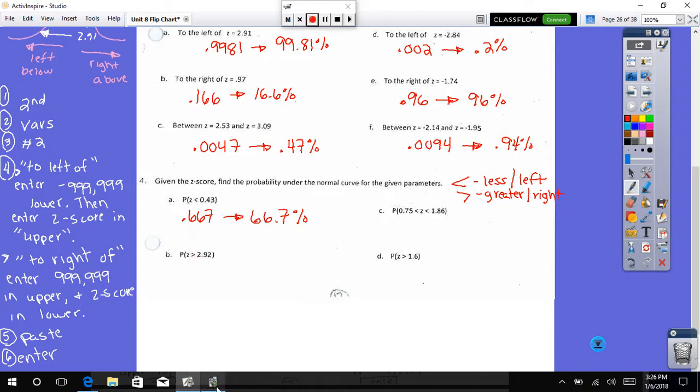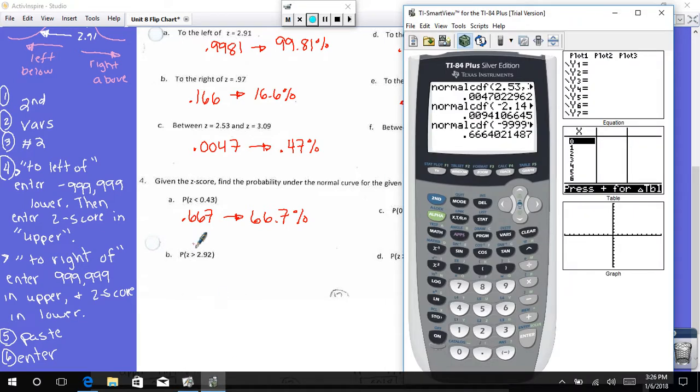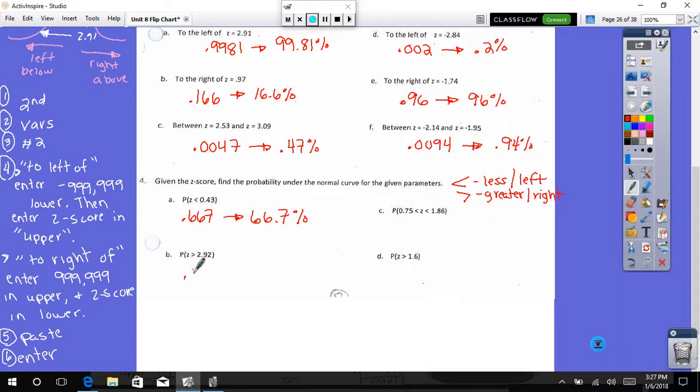Okay, B is greater than or to the right of. Normal. This time I know my lower is 2.92. I don't know what my upper is. And go down and paste it. 0.0017, or 0.17%.